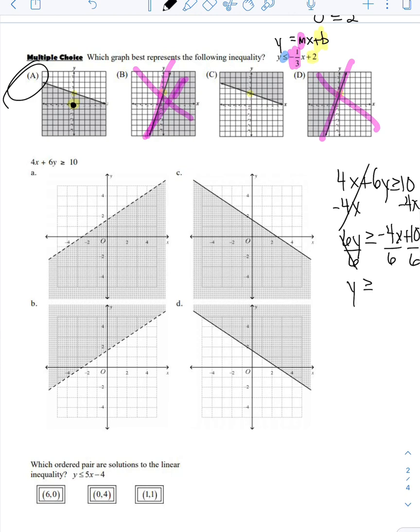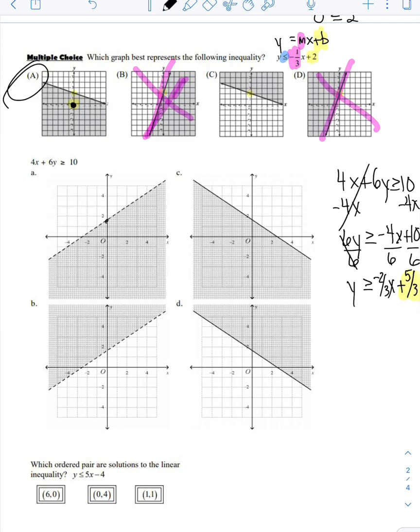So y is greater than or equal to negative 2/3 x, and 10 over 6, that will reduce to 5 over 3. But it looks like since I'm using this to evaluate, that's almost at 2. So it's about 1 2/3. So now I'm going to test my key parts of my slope-intercept form. So first, I like to test my y-intercept, which we said was about 1 2/3.